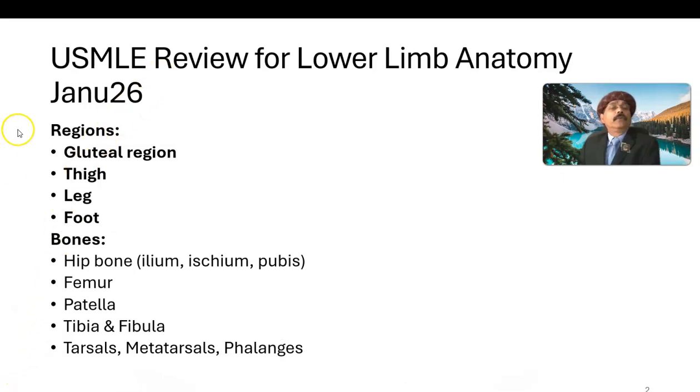Okay, so regions, we have to give emphasis on all the regions of the lower limb, like gluteal region, thigh, leg, foot. Bones: hip bone, ilium, ischium, pubis. These three components together form the hip bone. Femur, patella, tibia and fibula, tarsals, metatarsals and phalanges. Okay, this forms the foot. Tibia and fibula form the leg.